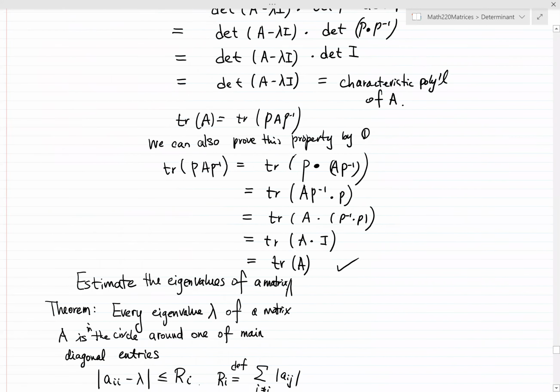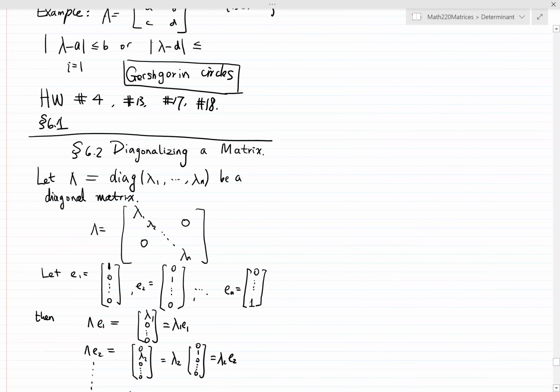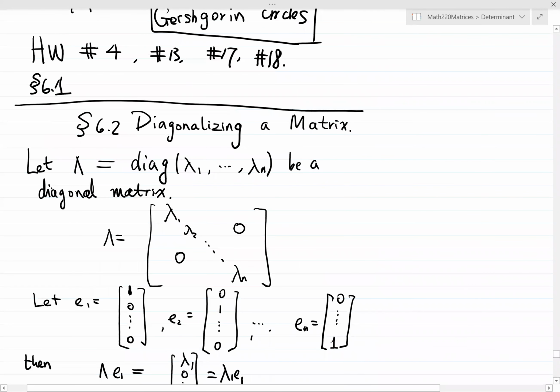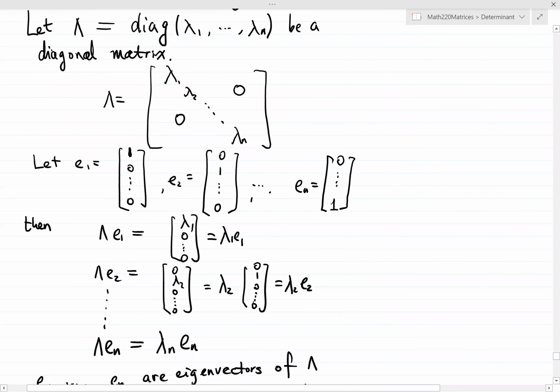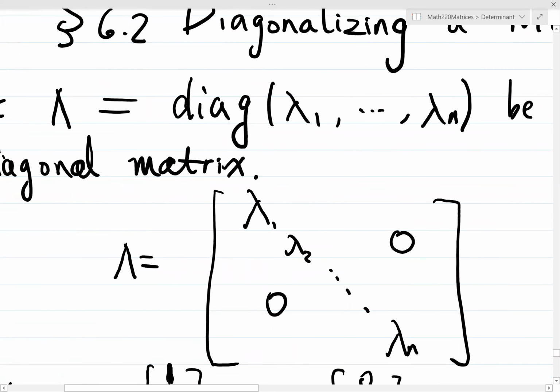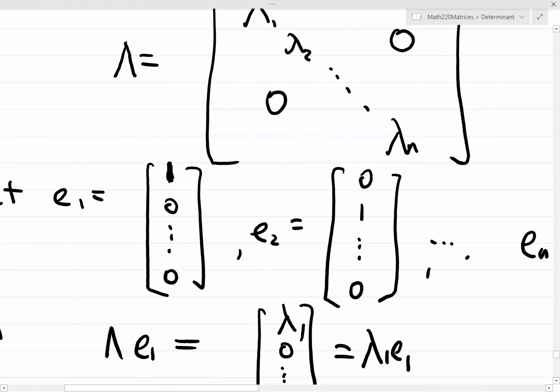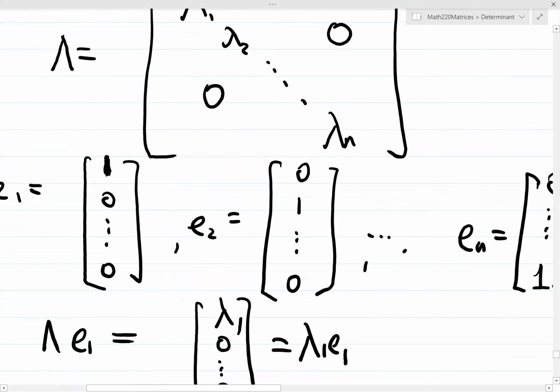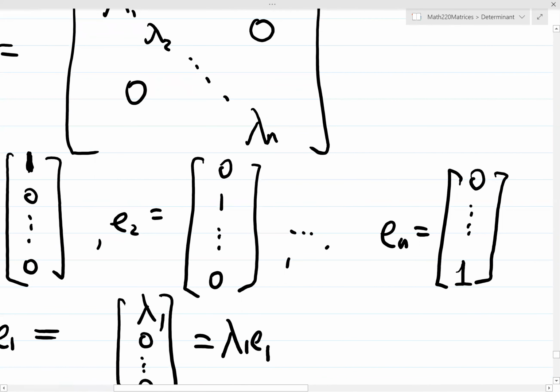The idea is the following. We have a diagonal matrix gamma. Then we have eigenvalues and eigenvectors for this diagonal matrix. Let E1 be 1 in the first component and 0 in the other components, and E2 has 1 in the second component and all other components 0, etc. En is the vector whose nth component is 1 and all other components are 0.